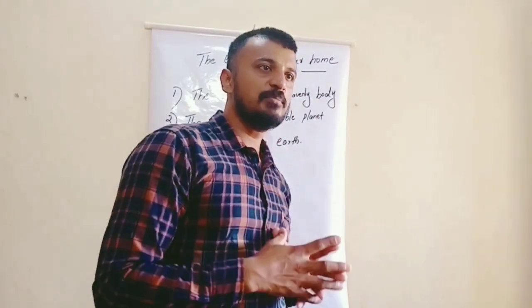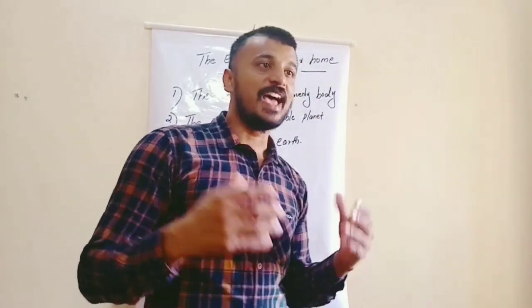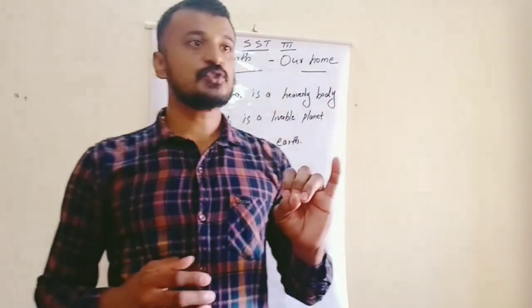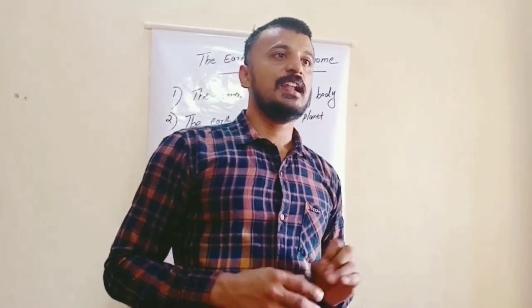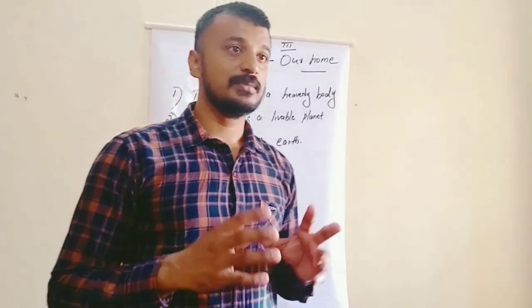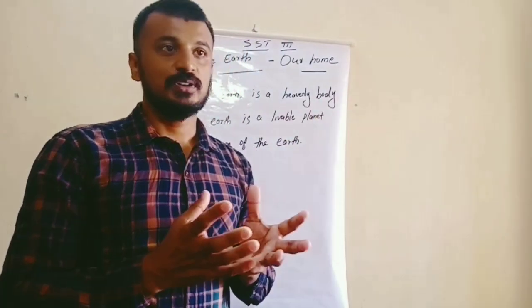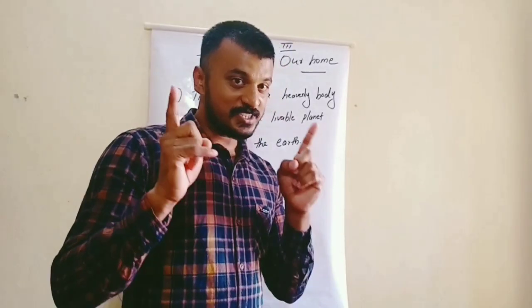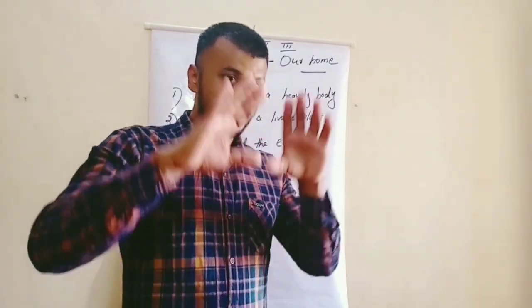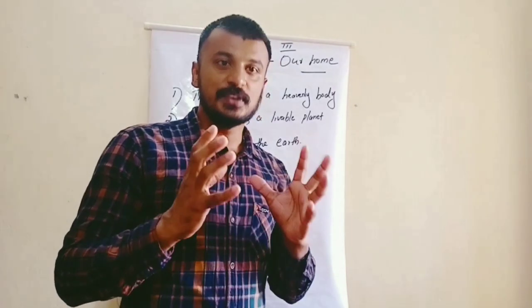This was further proved when in 1968 the American astronauts Neil Armstrong and Edwin Aldrin landed on the moon and took photographs of the earth from there. The earth looked like a ball. So, what is the shape of the earth? The earth is round in shape and we call this shape a sphere.